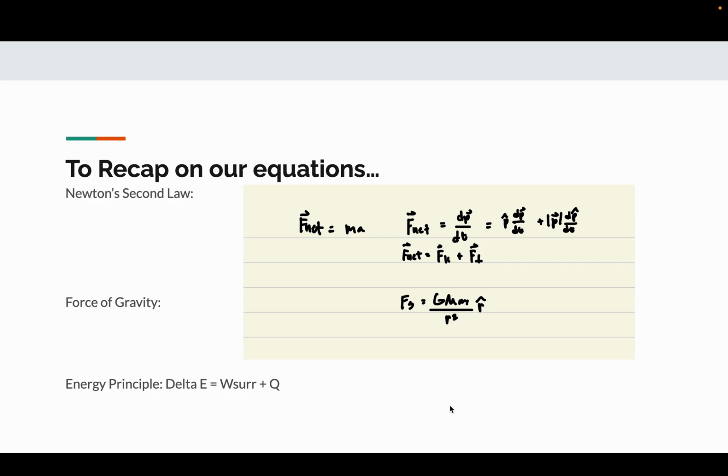Okay, so here is a recap of our previous equations, which is Newton's second law is just F net equals ma, and then also it shows the momentum principle in there as well. And then there's also the force of gravity, but because we're on Earth, it's just mg. If it was on a different planet, it would be different. And then the energy principle is delta E equals the work surrounding plus Q. And that can be rearranged in different ways if energy is conserved or not, which in this case it isn't.